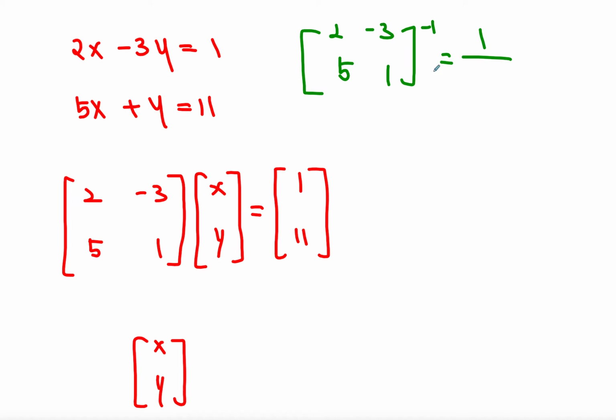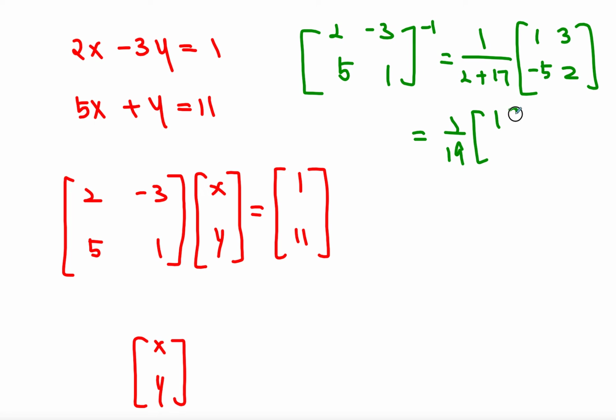So first I need to get the scalar factor. So 2 times 1, which is 2, minus these two, which we get, this is 15, so plus 15. So we get a total of 19. And then these two we have to swap the order, 1 and 2. The other two we have to negate. So we get 3, and this one becomes -5. So in other words, 1 over 19 times 1, 3, -5, 2. This is the matrix that I need to multiply here, left and then right.